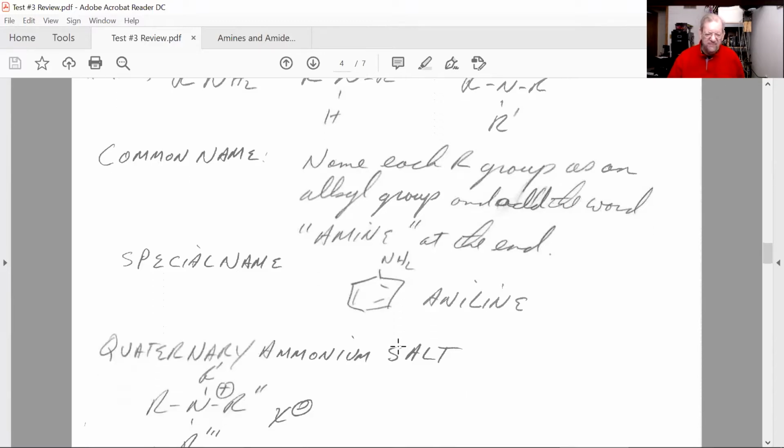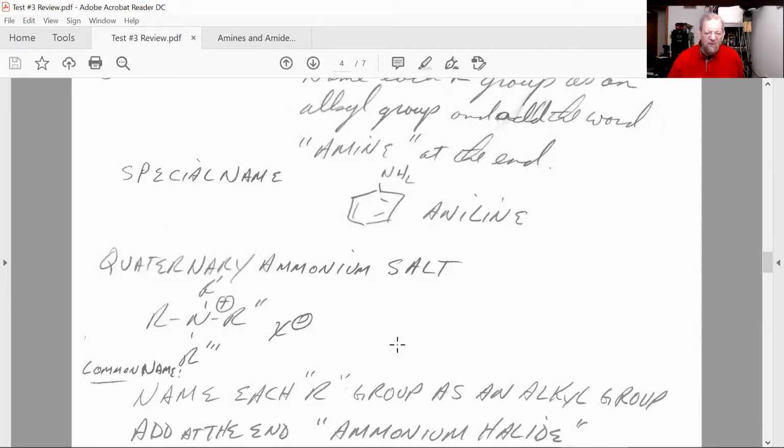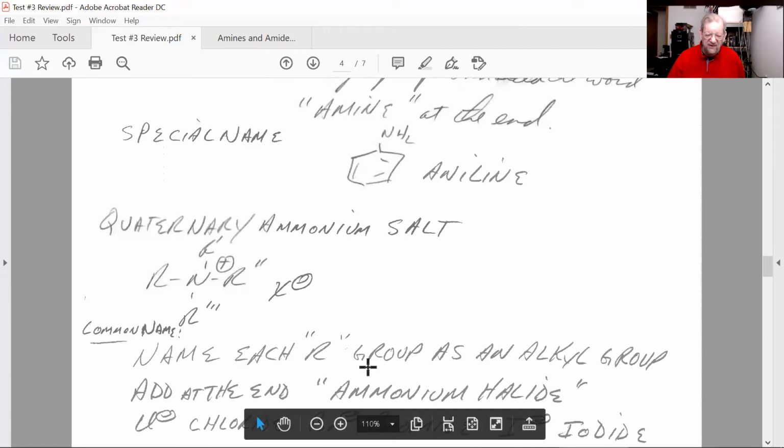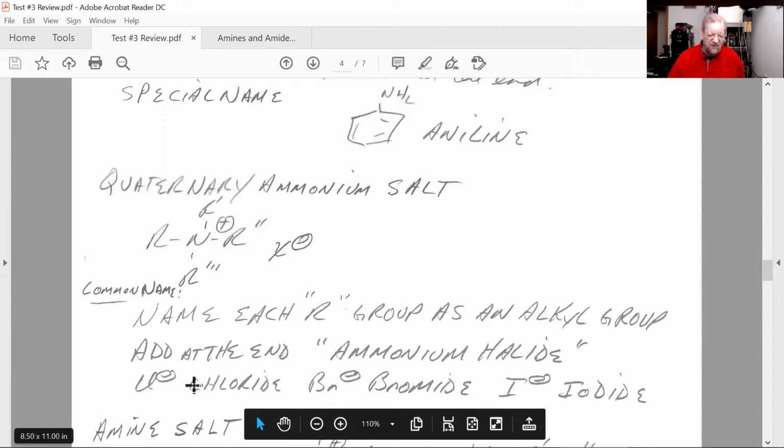And they did. Now, something very special and holy to Dr. White, quaternary ammonium salts. That's when you have 4 groups on nitrogen, which has a positive charge. All molecules have a net 0 charge. Therefore, you have an anion. For this class, I'll use the halogens. How do you name it? Name each R group as an alkyl group attached to the nitrogen, and at the end, add ammonium halide. If it's chloride, Cl minus, it's chloride, Br minus, bromide, I minus, iodide.